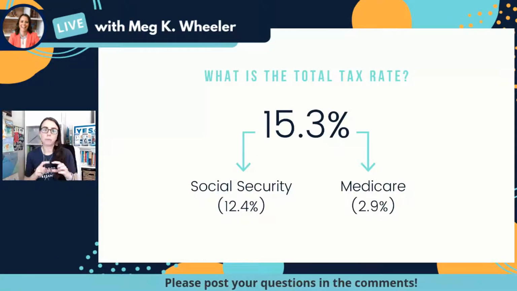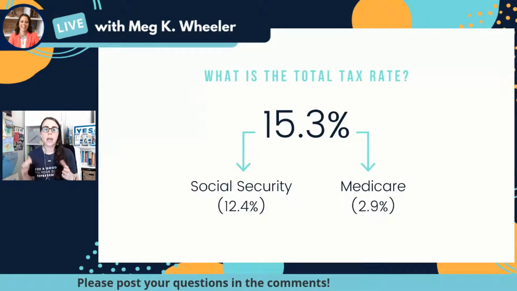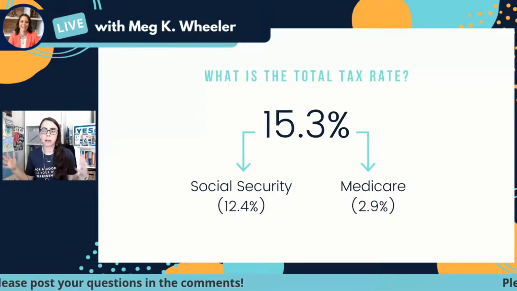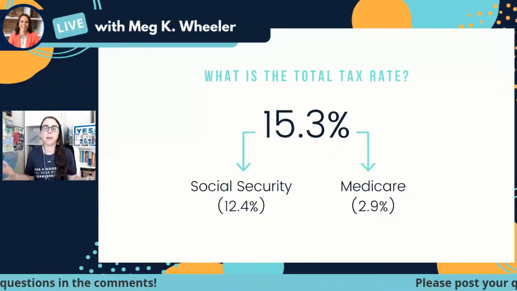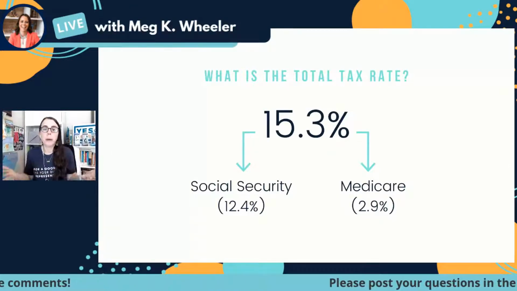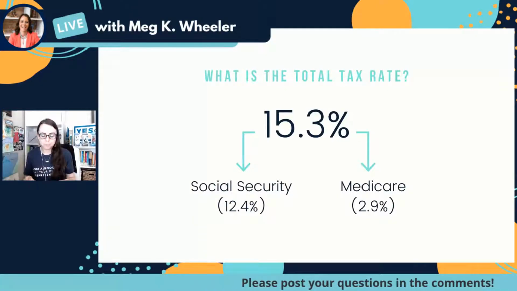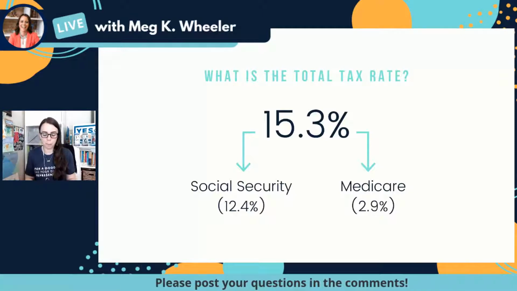It consists of two components. So 12.4% of it is Social Security and 2.9% is for Medicare. So these basically help fund the systems that you will benefit from at some point in your life, if you're not already benefiting from them.